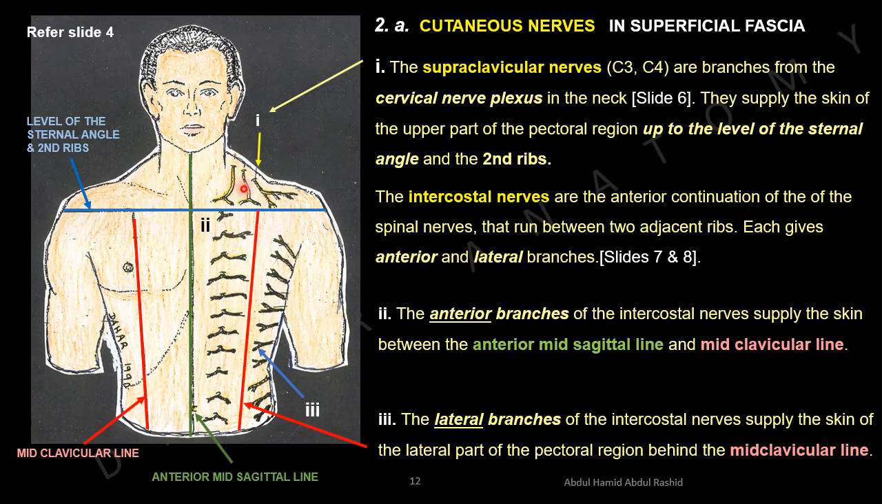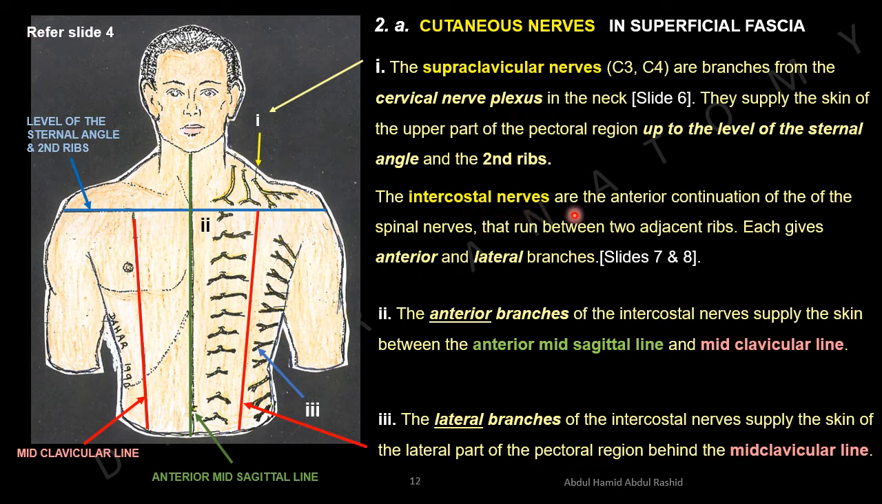Now we are going to talk about the cutaneous nerve supply. Number 2A, cutaneous nerves in superficial fascia. Small 1, the supraclavicular nerves, cervical 3 and cervical 4, are branches from the cervical nerve plexus in the neck. Refer to slide 6. They supply the skin of the upper part of the pectoral region up to the level of the sternal angle and the second ribs. You can see here the upper part of the pectoral region above this line, that is up to the level of the sternal angle and second ribs.